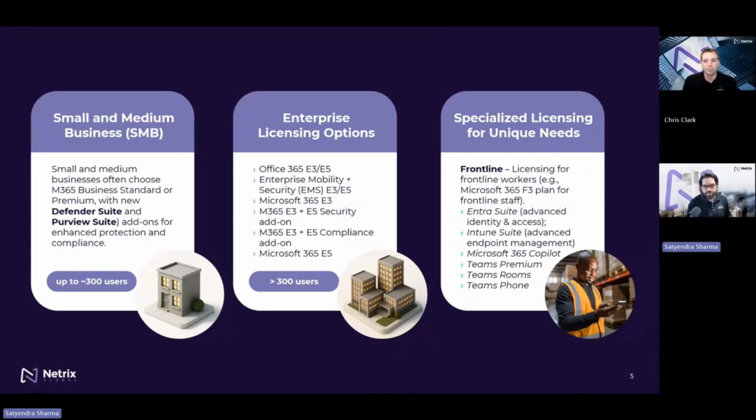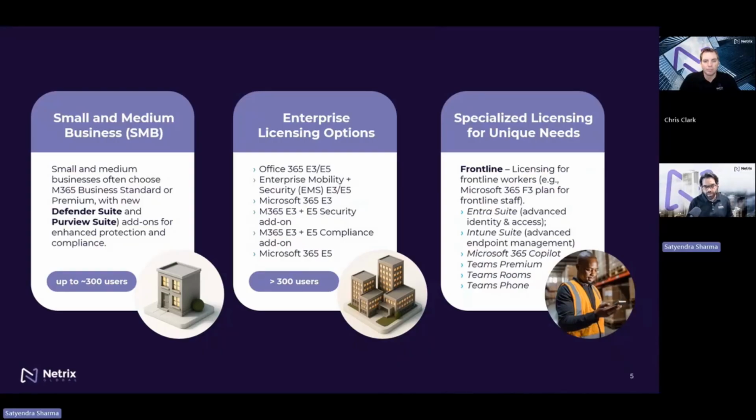So to break it down in high level categories, we have the SMB market, right? Small and medium businesses, which tend to align more with Microsoft 365 Business licensing. Typically, these are organizations that are up to 300 users in size. There are two flavors in Microsoft 365 Business: there is a standard license and there is a premium license, depending upon what components you really need for the organization. On top of that, there are some add-on licenses that you can add on top of your core business license. Typically, these are Defender Suite and then the Purview components for enhanced security. And Chris is going to talk a little bit more about it in the future slides.